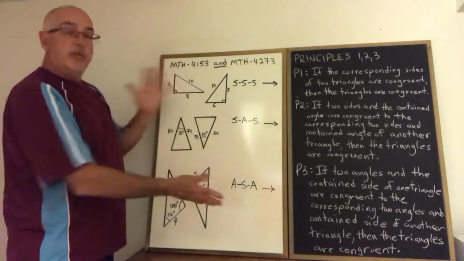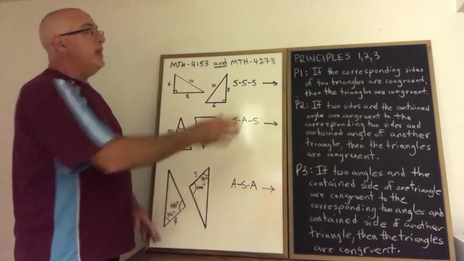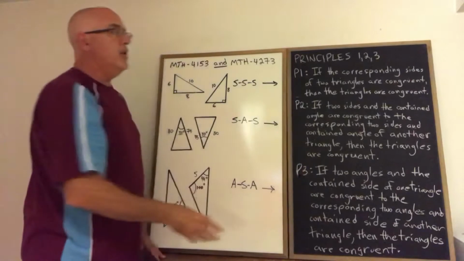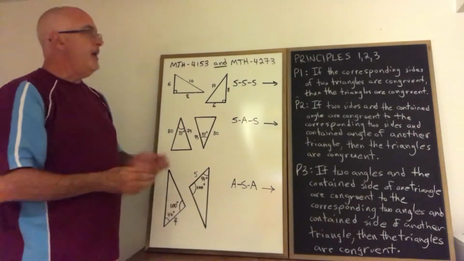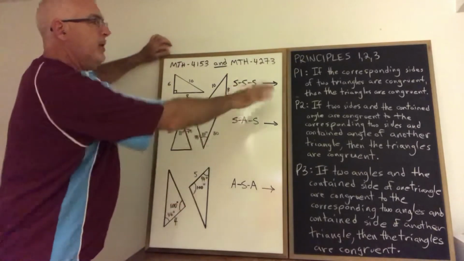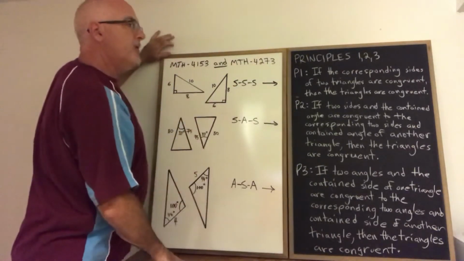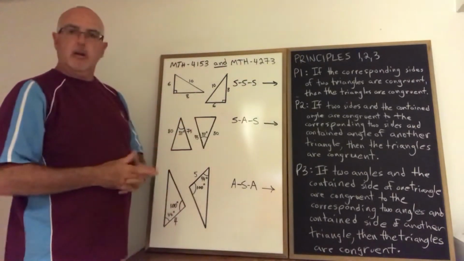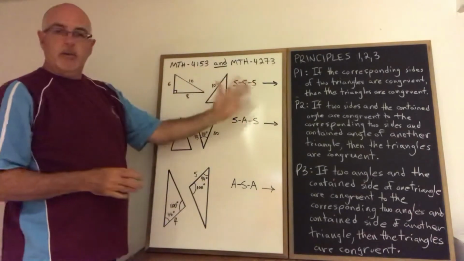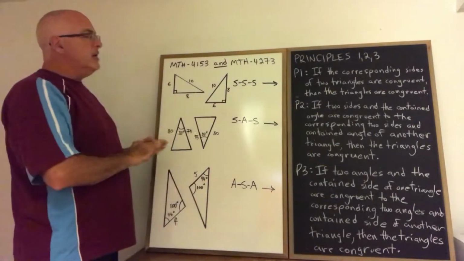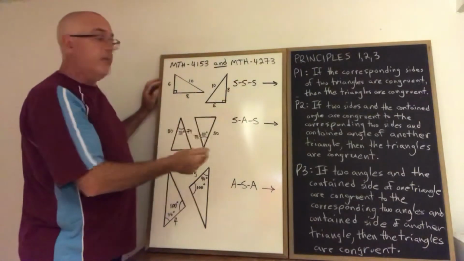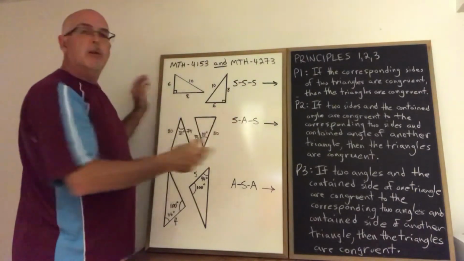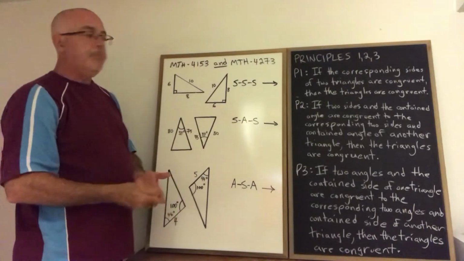There are not only 3 principles in the course, but these are the 3 that have to do with judging whether 2 triangles are congruent. Principle 1 says, if the corresponding sides of 2 triangles are congruent, then the triangles are congruent. And that isn't that hard to read or to write, but also it is the same thing as what I used to call in other courses I've taught, the SSS rule. It means side, side, side.